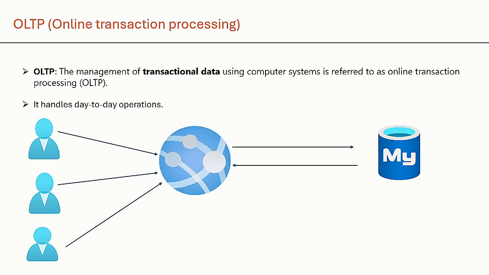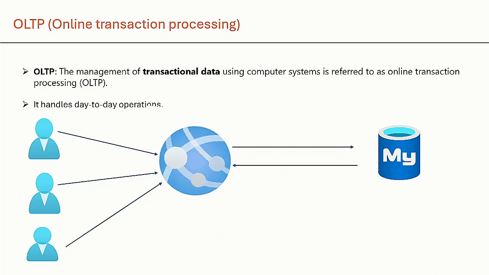For example, your e-commerce system uses this OLTP, where it handles day-to-day operations, where you use, let's say, a SQL database where a lot of users are connecting to the e-commerce based application and putting data inside the SQL database. So a very important point here: it handles day-to-day operations.